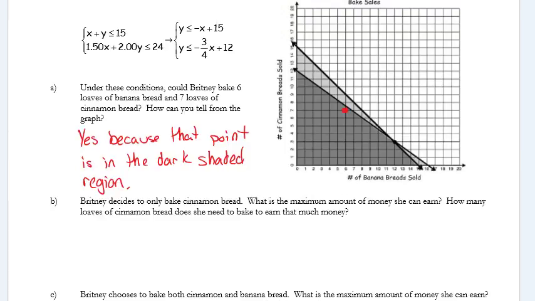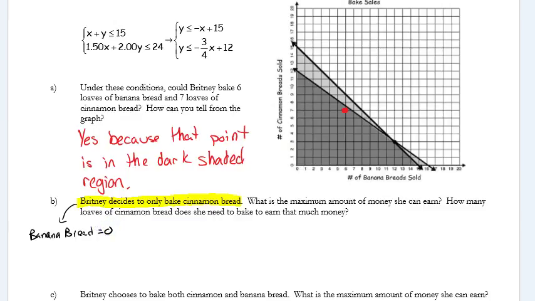Alright, so here's our answer for part A. Yes, it's in the dark shaded region. Now, part B, let's go over this in detail because the wording here can be confusing. Very specifically, it says that she is going to bake cinnamon bread only. Only cinnamon bread. That means how much banana bread is she going to bake? Hopefully you said none, because that's correct. If she's only baking cinnamon, her banana bread is 0.